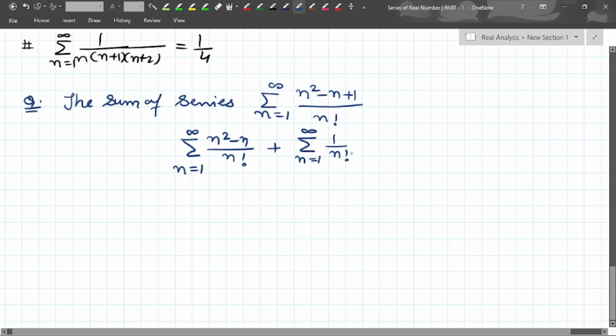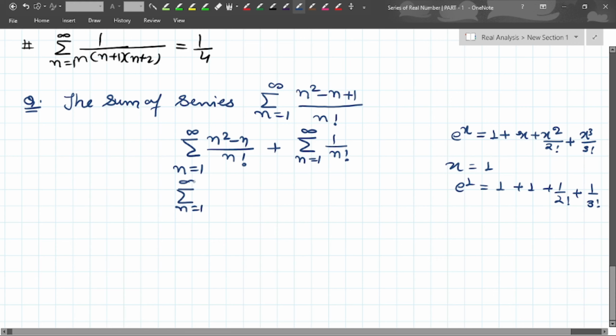Okay, now what is the meaning of 1 over n factorial? e to the power x means 1 plus x plus x square over 2 factorial, x cube over 3 factorial. If I take x equals 1, then e power 1 is nothing but 1 plus 1 plus 1 over 2 factorial, 1 over 3 factorial. It means, what is this? If I express the sum n equals 1 to infinity of n square minus n upon n factorial, and put in n, then it is nothing but 1 plus 1 upon 2 factorial, 1 upon 3 factorial.